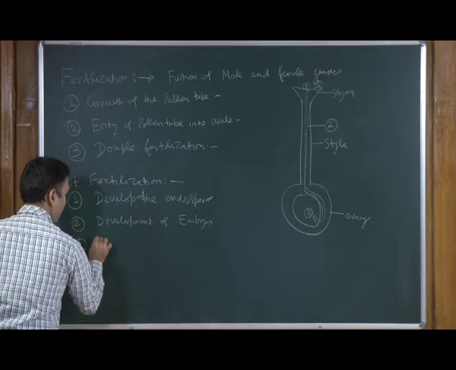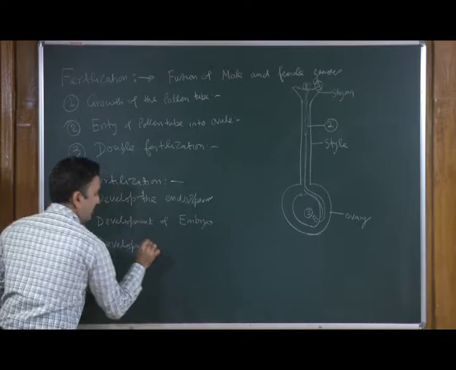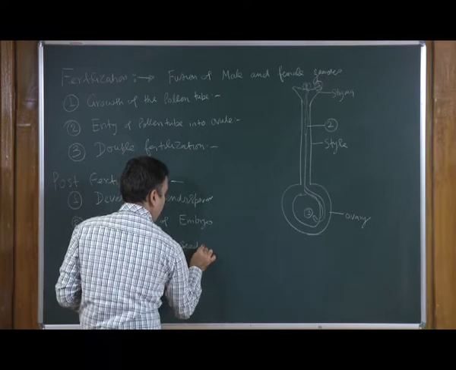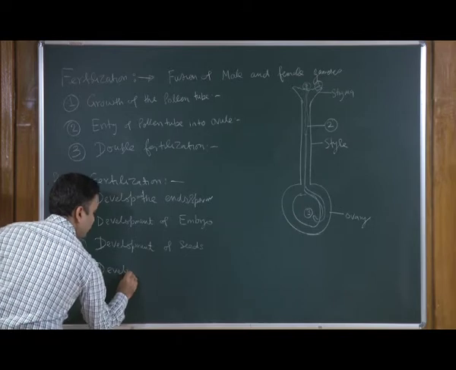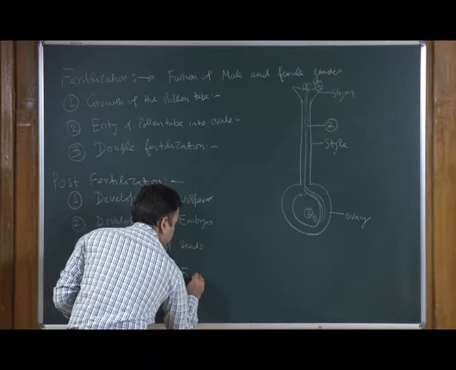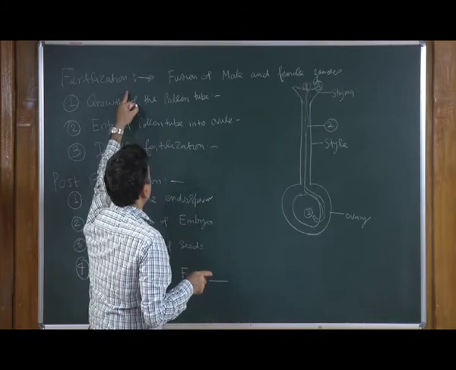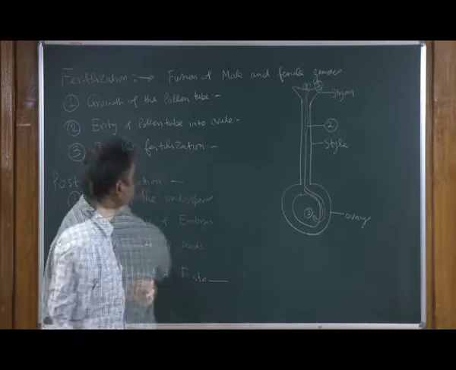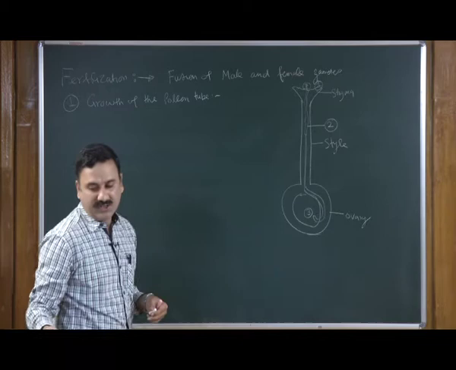Number 3, apart from the embryo, flowers are also forming the seeds. And lastly, the development of fruits. Okay. So, let us start our discussion with the fertilization. What is happening during the fertilization? We will start with the first process, that is the growth of the pollen tube.